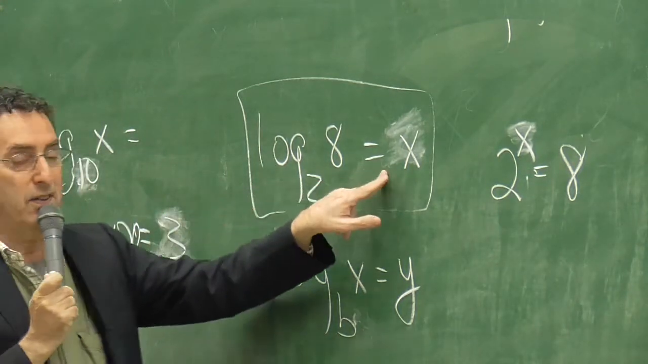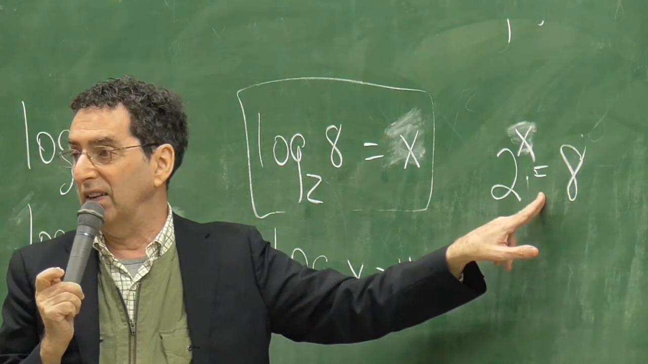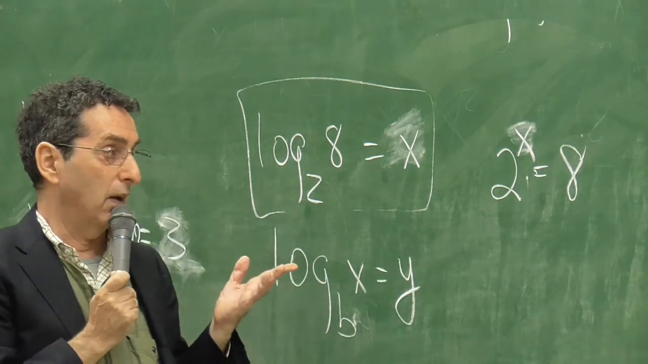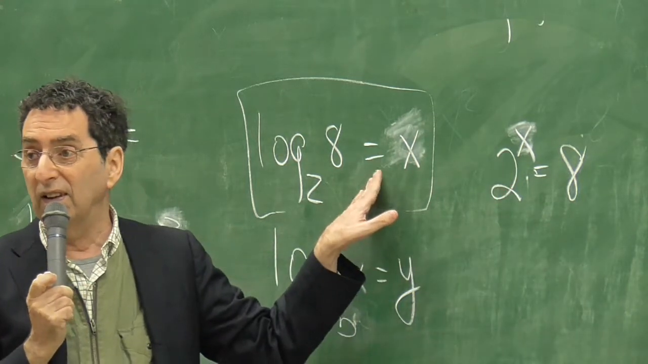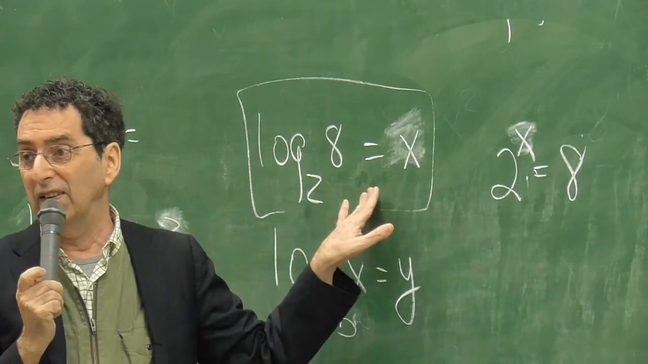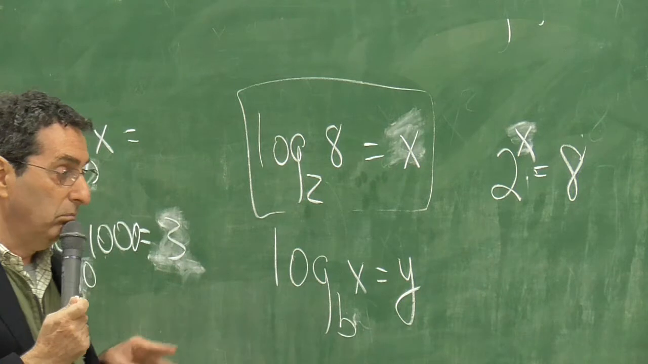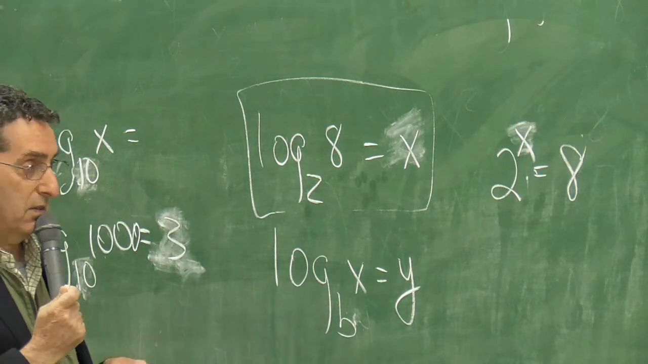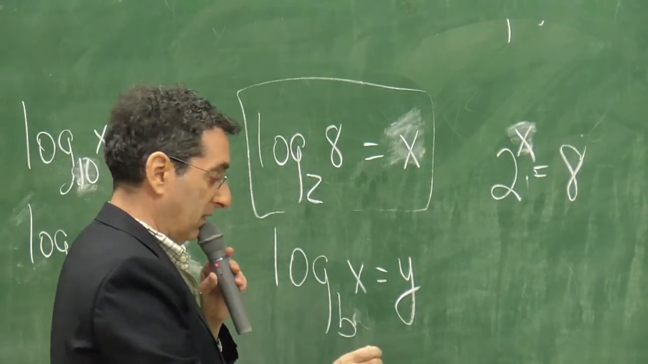The x here is the same as the x here, right? So in other words, here it's 3, just like here it's 3. This is exactly the same thing as this. Always. Or in this case, just with more unknowns here.